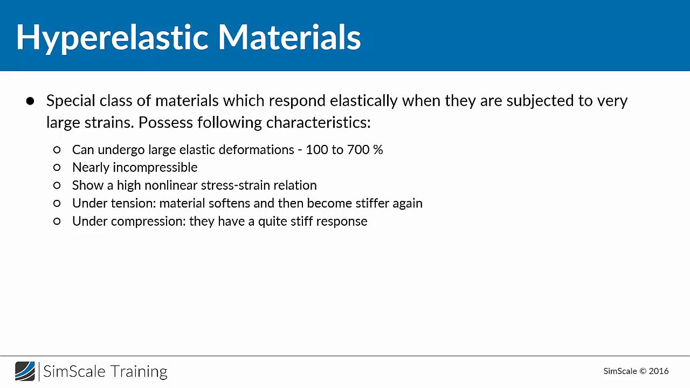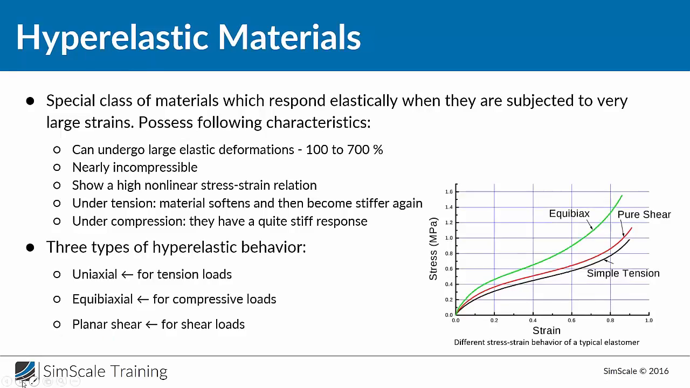And what is also very important, under tension, this material softens and then becomes stiffer again. It's looking like a hysteresis curve. But if you put compression on it, they have a quite stiff response. And so let us take a look at an example for a typical hyperelastic elastomer. And there are basically three types of hyperelastic behavior.